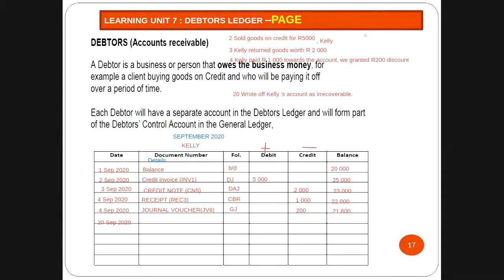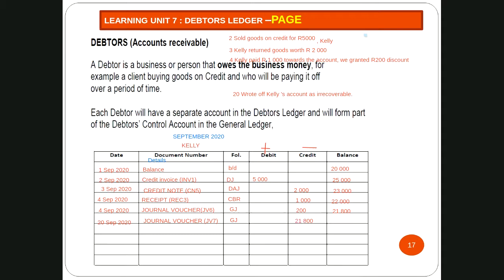General voucher, because it's going to go to, let's say it was JV7. Okay, obviously the general is going to be what? GJ, perfect. Remember, we're writing off. What impact are we going to have on the account? Increase the account or decrease the account? Under which side? How much? Kelly doesn't owe us anymore. How much is the new balance?